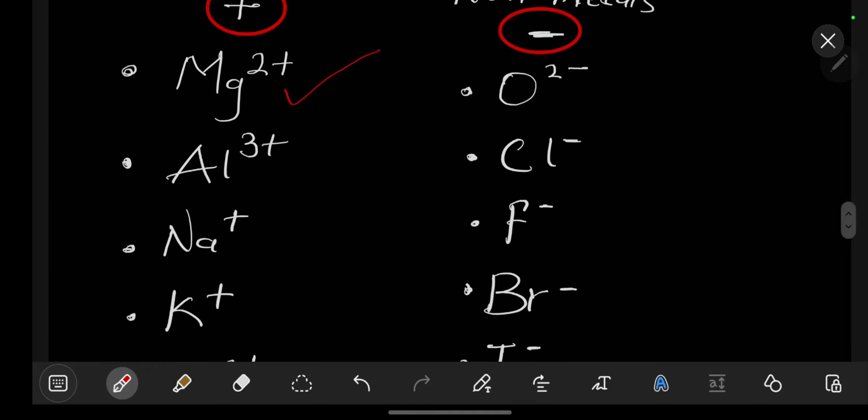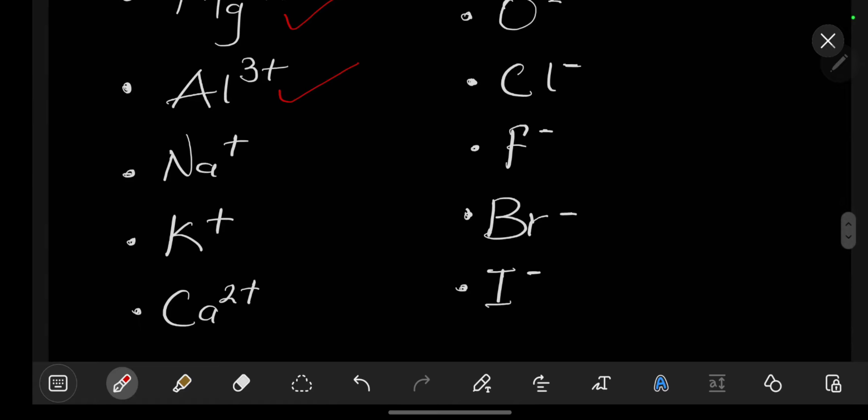Now, the next example here is aluminum. Aluminum is a metal, of course, and it carries a charge, so we are safe to call it a cation. The next example we have here is sodium. Sodium carries a charge, and it's a metal, so it is safe to be a cation. Then we have potassium. Potassium carries a charge, and potassium is a metal, then it is safe to be called a cation. And lastly here we have calcium. Calcium carries a charge, and calcium is a metal, so it is safe to call it a cation.